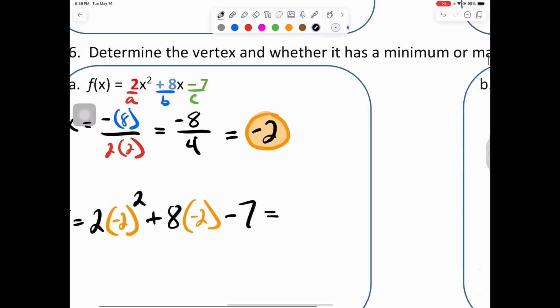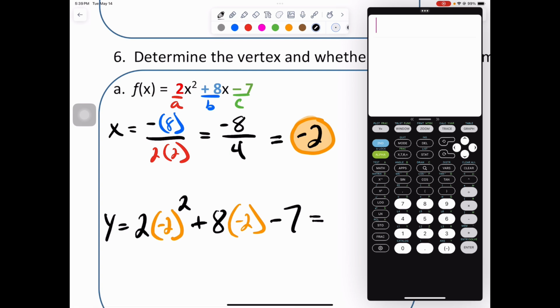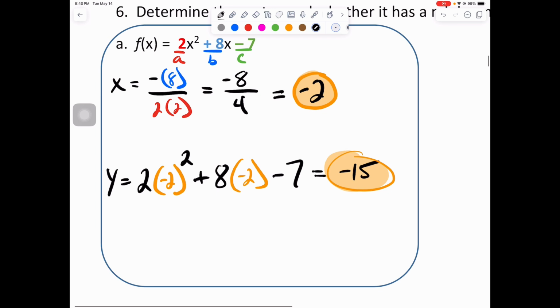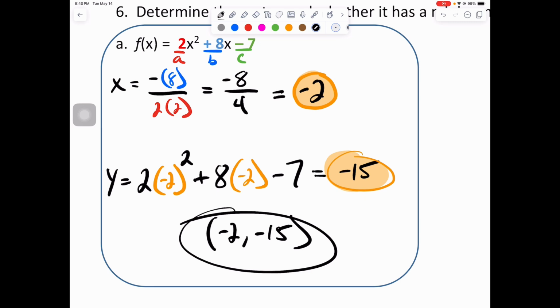Minus 7 equals, and let's just go ahead and pull in our calculator for us. So we will open with a 2, open parentheses, -2, close, hit x squared right there. Boom. Plus 8, open parentheses, -2, close, minus 7. And what do we get for our answer? -15. And I will circle this in orange as well because now we have our x and our y, making our answer simply -2, -15. Go ahead and circle your answer.